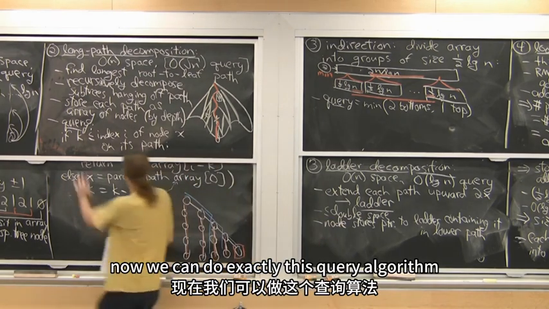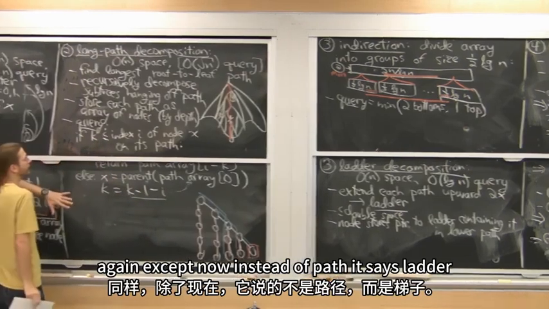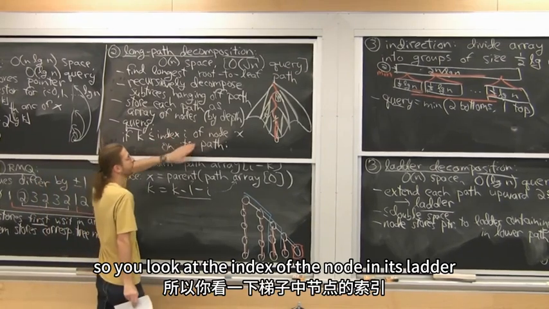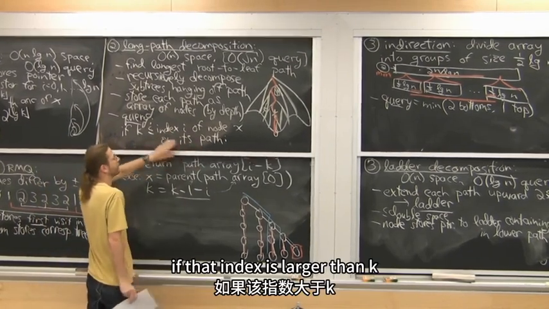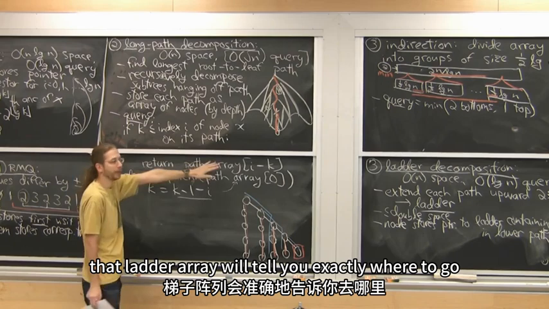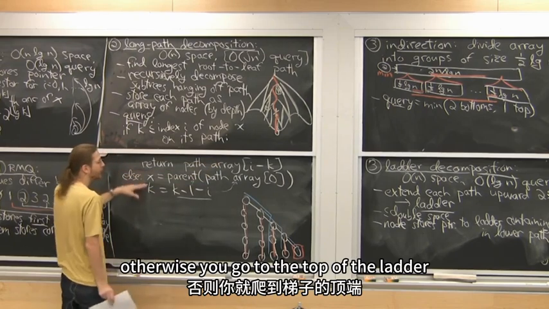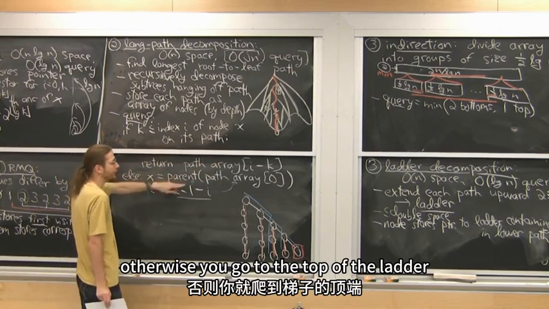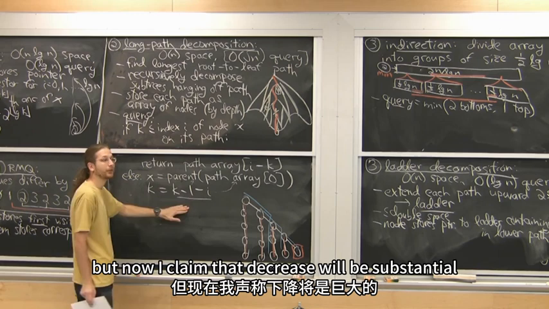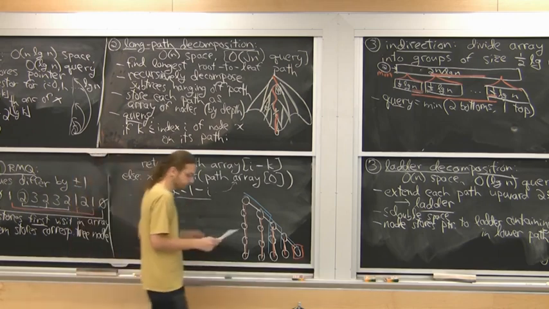Now we can do exactly this query algorithm, again, except now instead of path it says ladder. So you look at the index of the node in its ladder. If that index is larger than k, then boom, that ladder array will tell you exactly where to go. Otherwise, you go to the top of the ladder, and then you take the parent pointer, and you decrease by this. But now I claim that decrease will be substantial.